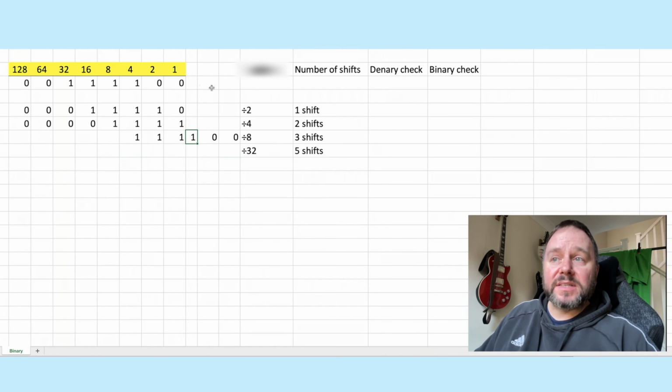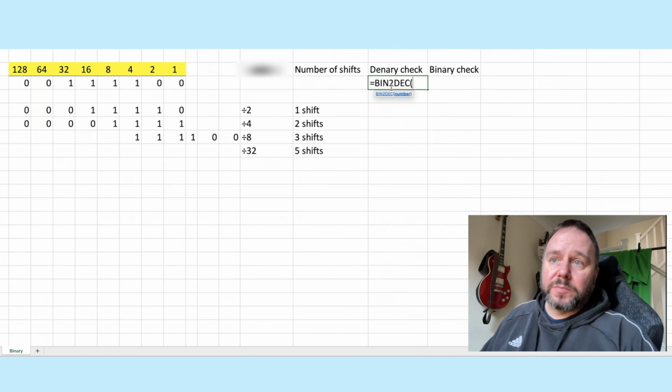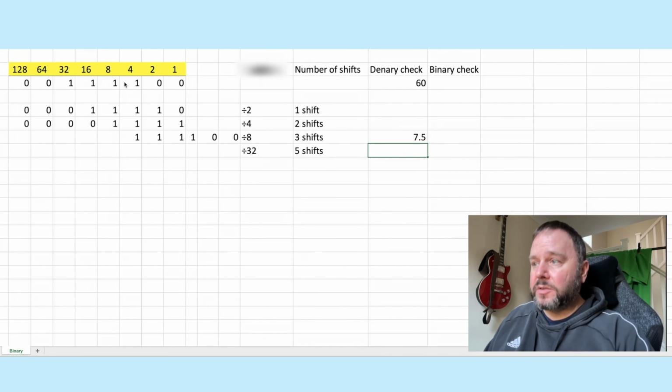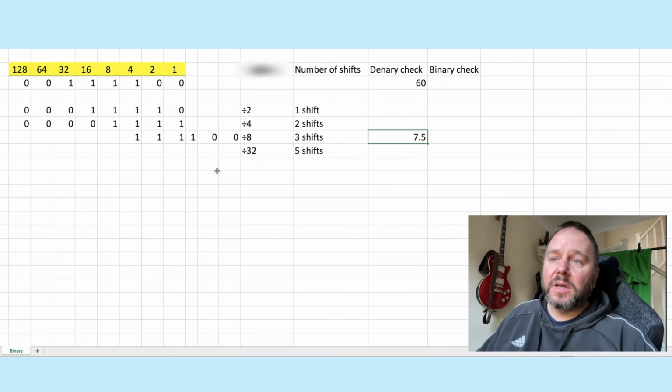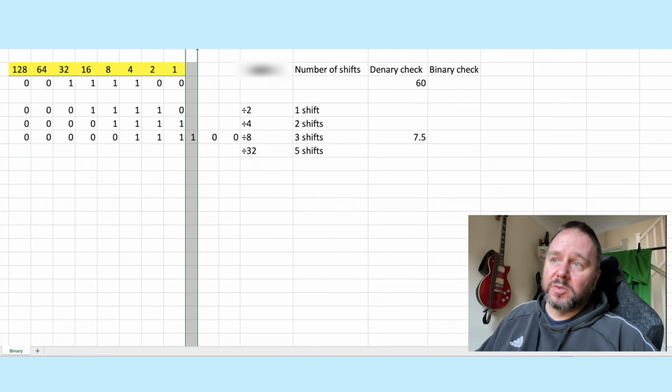This has gone this side, so we know that. Let's do our denary check. So if we say this equals binary to decimal, then we expect this to be 60 divided by 8. Okay, so we expect that to be 7.5. We have a problem because it's given us a fraction. We know it's given us a fraction because it's just dropped off the right hand side here.